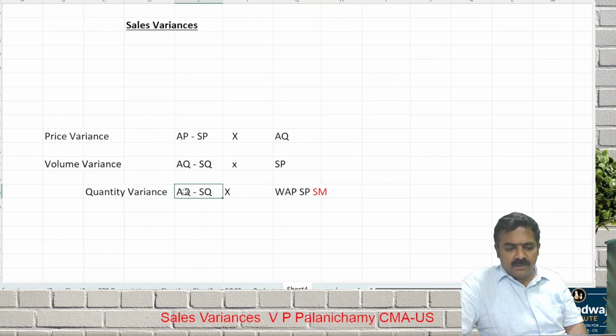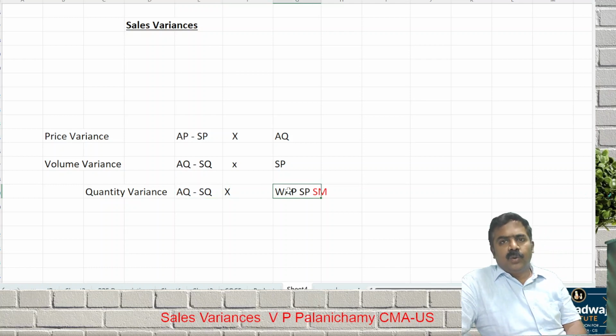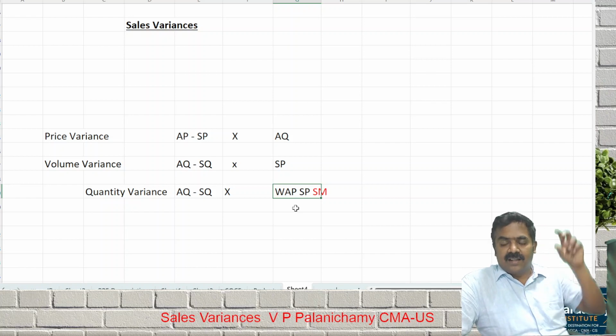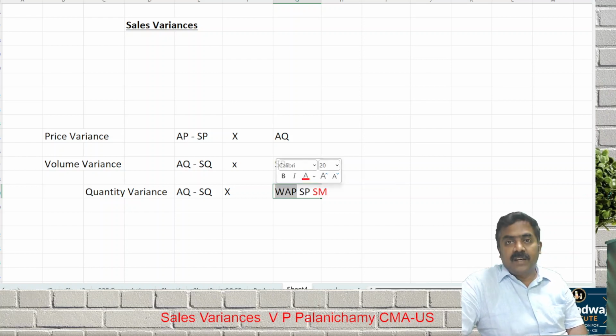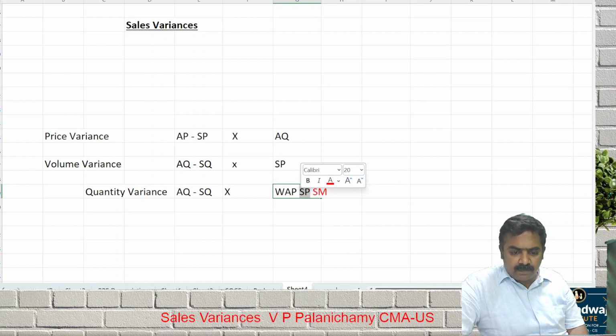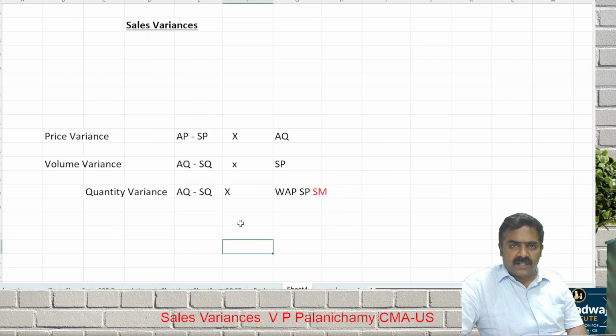Quantity variance is the difference between actual quantity minus standard quantity into weighted average price of standard mix. Because I don't sell one quantity, I sell multiple quantities, I have to work out the weighted average price. Please remember, WAP means weighted average price, the standard price of standard mix. I'll explain this through a problem so that you will understand in a better way.